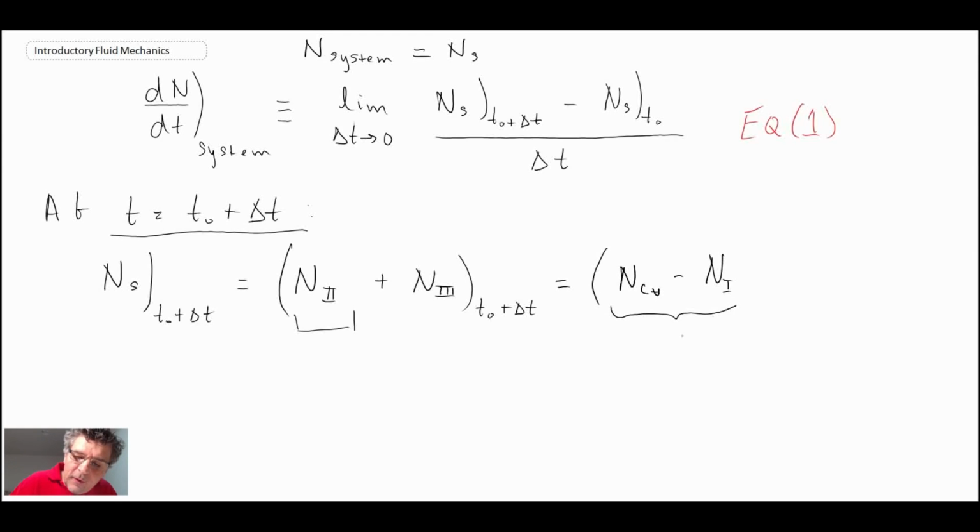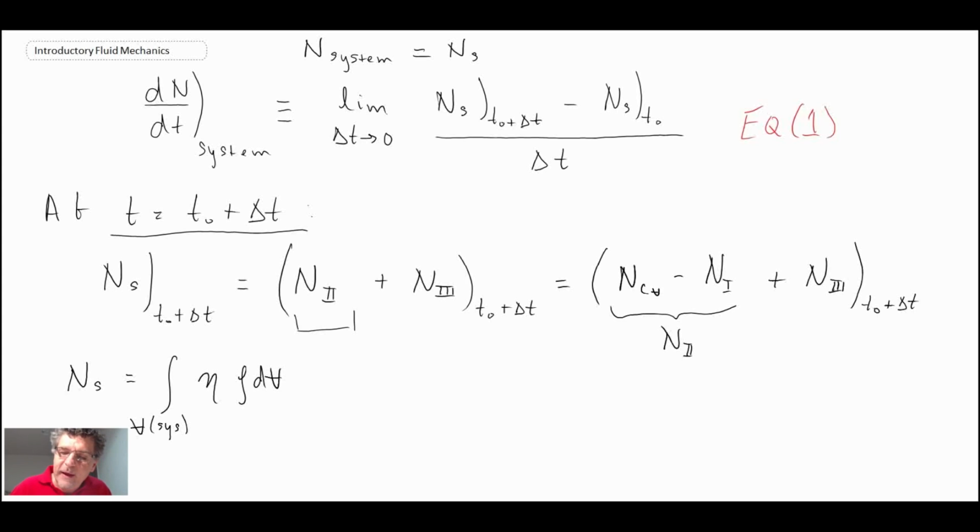And this here is equal to the extensive property in region 2, and then adding that to what is in region 3, all evaluated at time t0 plus delta t. So we have that. Now, another thing I'm going to do is start bringing in the intensive property. If you recall earlier, we said that the extensive property could be evaluated by an integral over the system of the intensive property times rho dV. So I'm going to make that substitution for each of the terms in this equation. And what we get is the following.